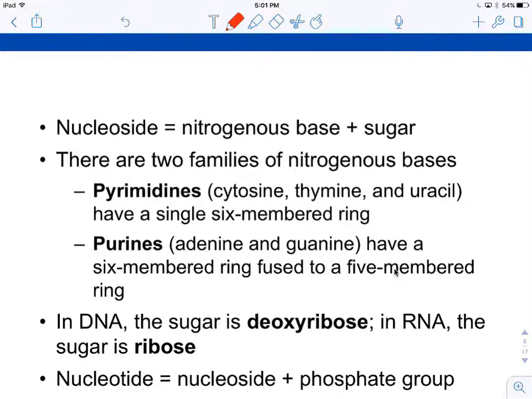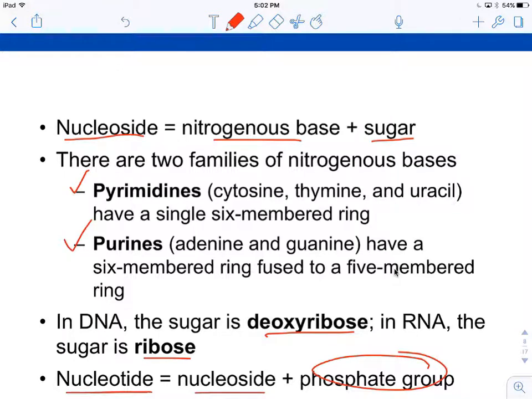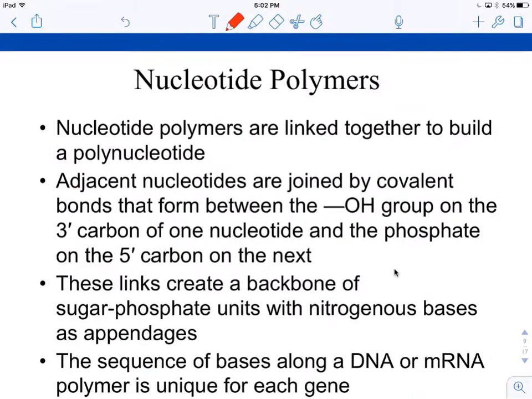As we said before, the nucleoside is just the nitrogenous base and the sugar. We talked about the pyrimidines and the purines on the previous page. In DNA, the sugar is deoxyribose, so minus that oxygen. RNA is ribose, and a nucleotide is the nucleoside plus the phosphate group. That's a review of the previous slide in words. Now, to make a polymer of nucleotides, they are linked together, as is every other polymer, by dehydration synthesis.